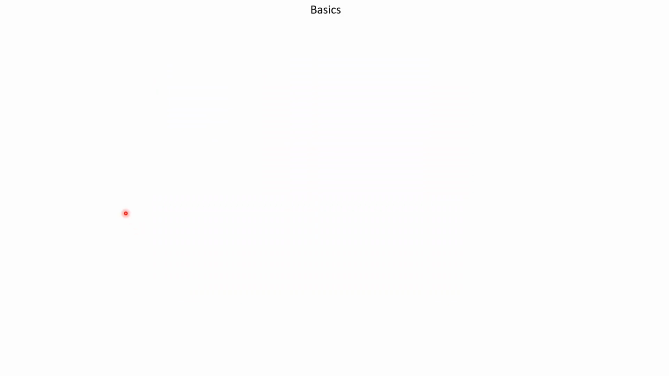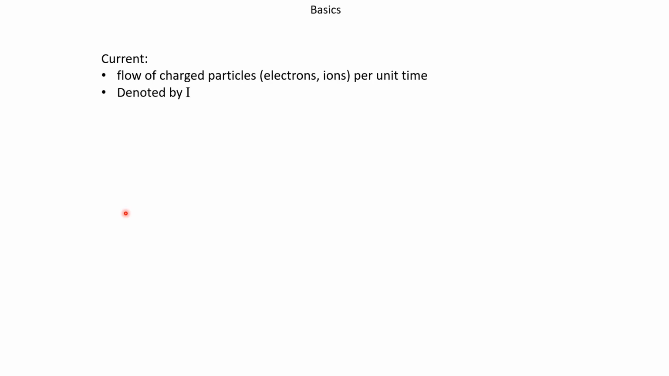I will start by reviewing basic electrical concepts. The first thing we will look at is current. As you probably already know from your basic physics courses, current is the movement of charged particles per unit time. How much charge is moving per unit time defines how much current there is. It is typically denoted by the symbol I. The unit that we use for measuring current is amperes.